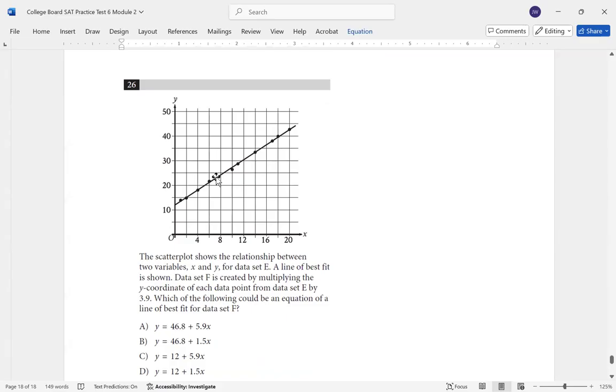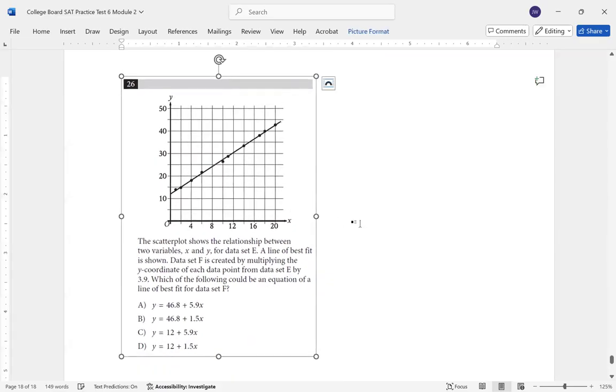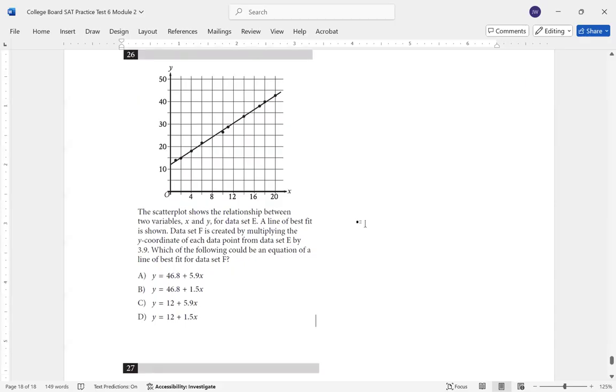Let's look at problem 26. I'm going to make this a little bit smaller so we can see the whole problem.